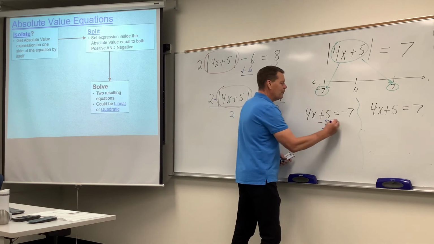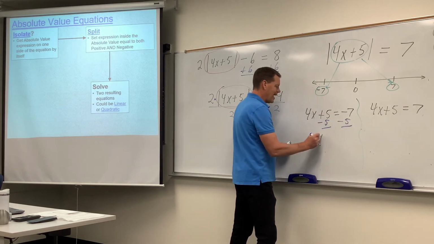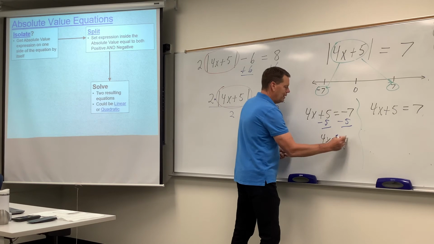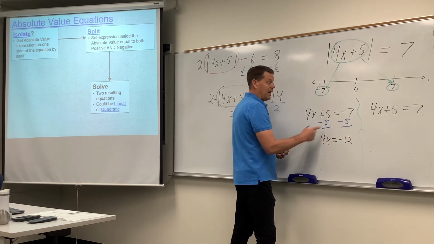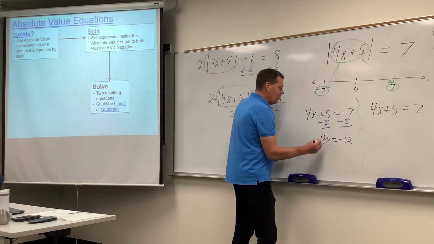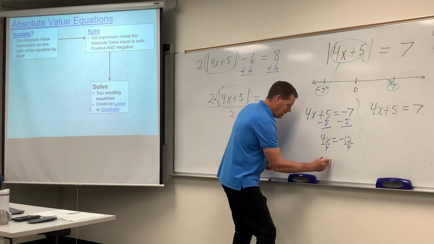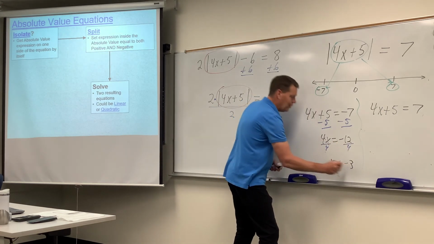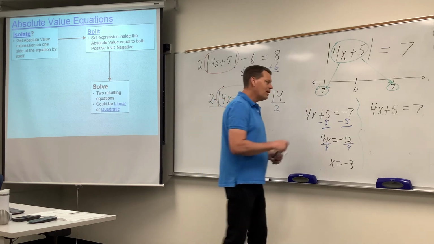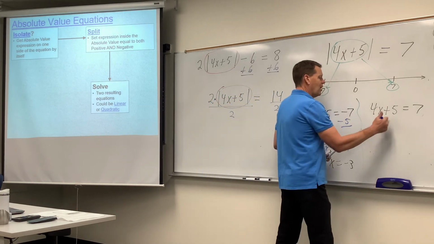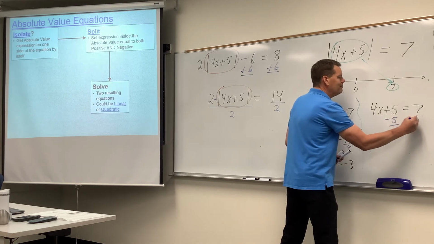And so, for example, on this one, we would subtract the 5 over, right? Got to keep them separated. And then we'd get rid of the 4 with division. Divide, divide, all right? And that is -3. Okay, same thing over here. That's a variable, that's a constant. You got to keep them separated.